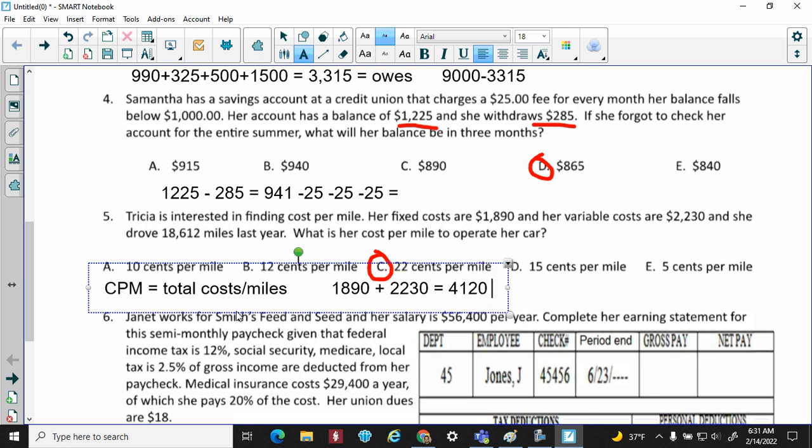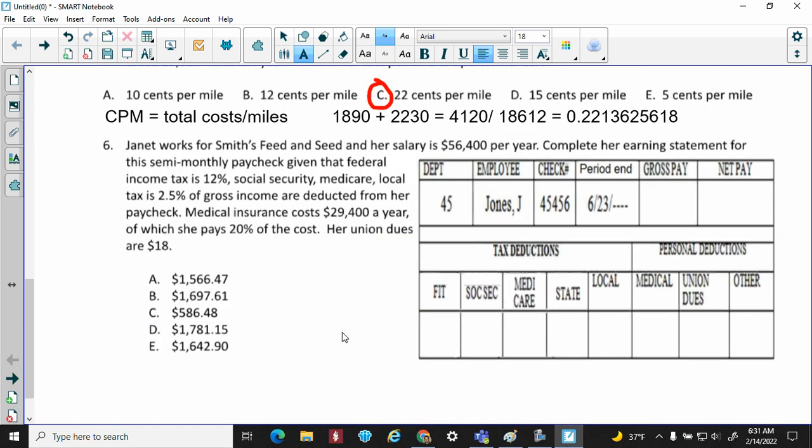And then I would simply divide it by the number of miles, 18,612, and I would get a very ugly decimal, 0.221362568. But remember, we're dealing with money, so I just need 2 numbers after the decimal, which is 22 cents. All right. Question number 6. The answer is A.